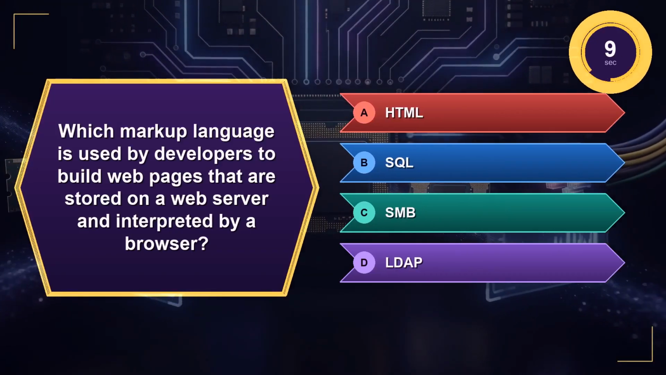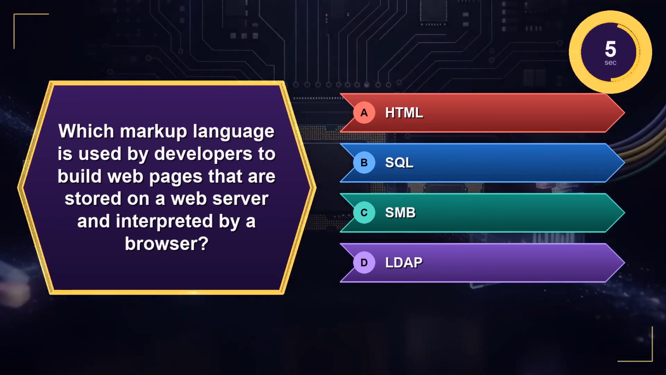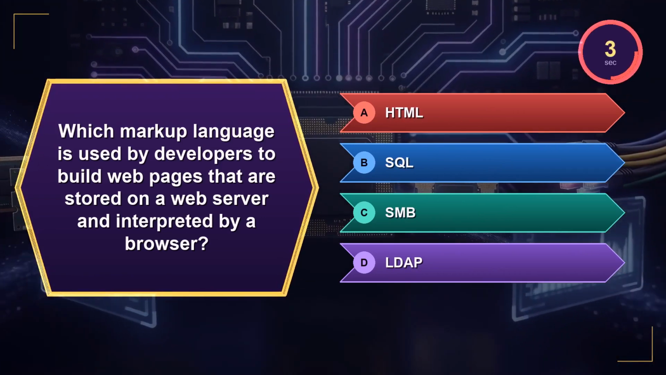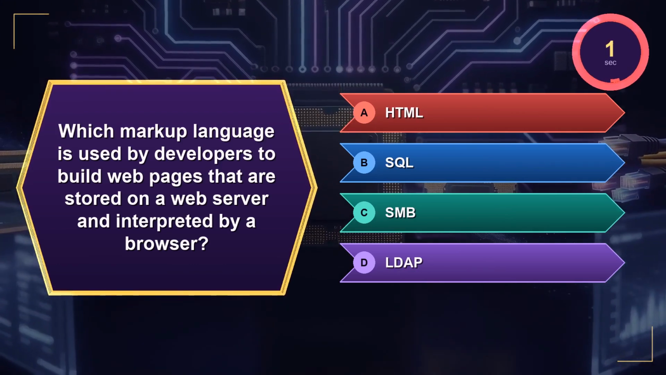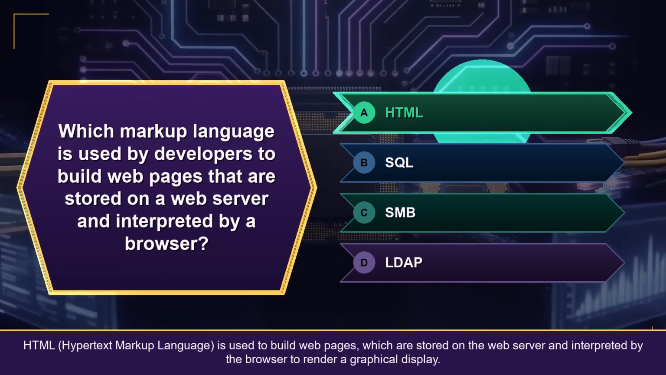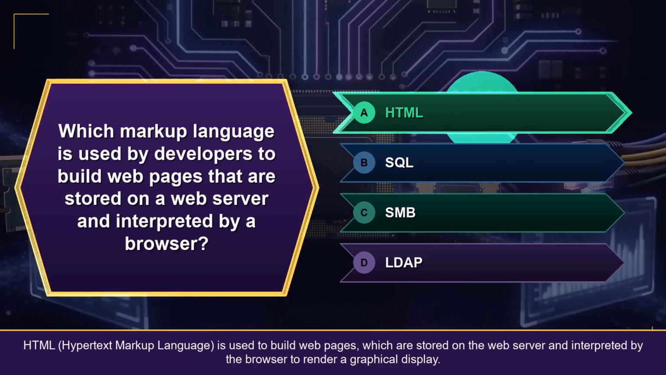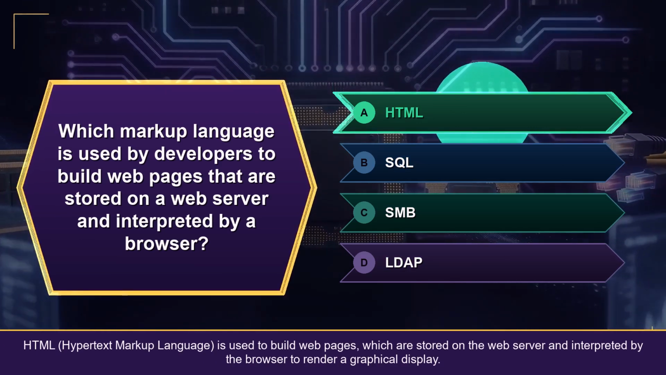Which markup language is used by developers to build web pages that are stored on a web server and interpreted by a browser? HTML, Hypertext Markup Language, is used to build web pages, which are stored on the web server and interpreted by the browser to render a graphical display.